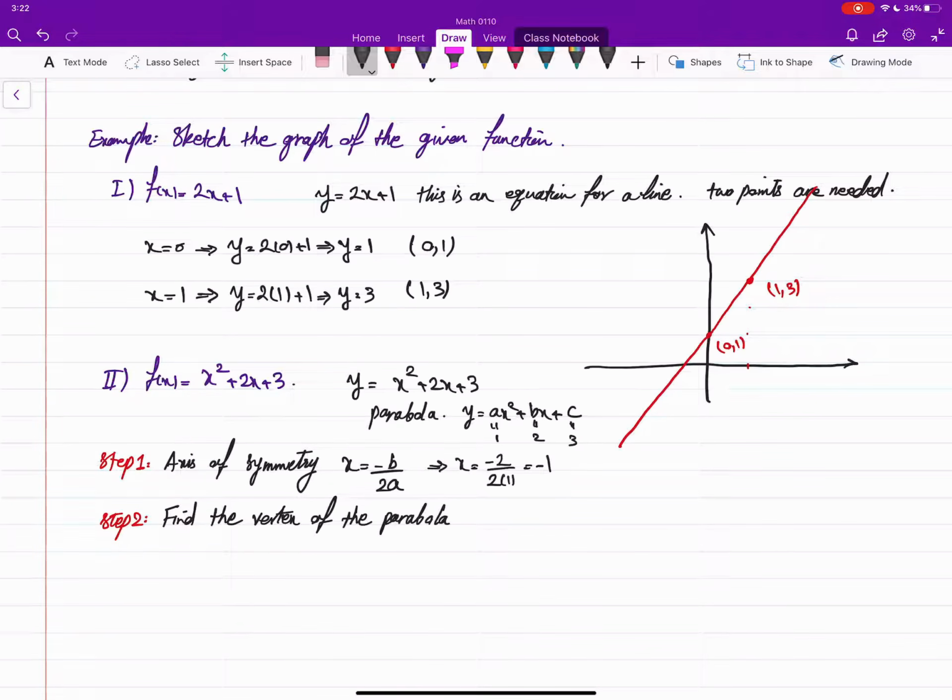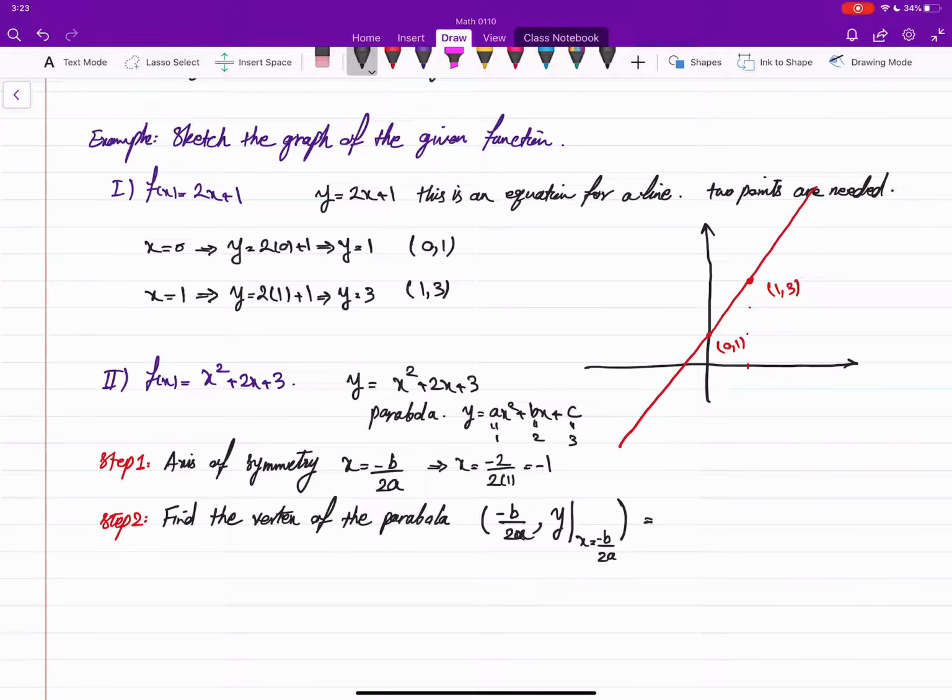The vertex is the point at which the increasing/decreasing property of the parabola changes. How do you find it? Well, for the x value, you put the axis of symmetry, minus b over 2a, and for the second component you plug that number into the equation and then find y.